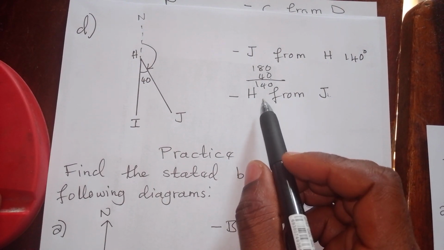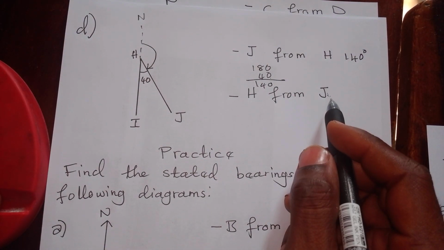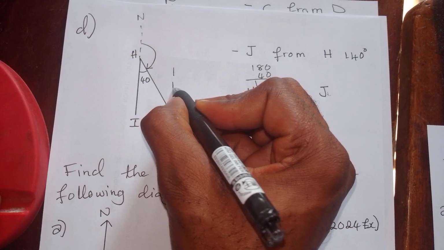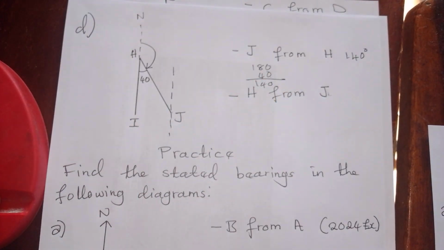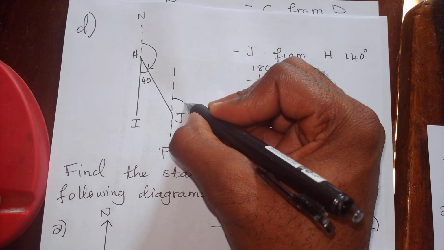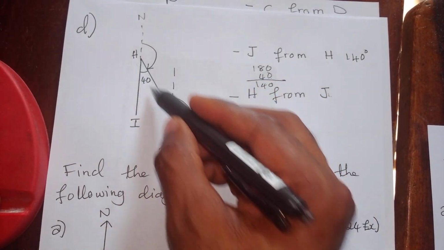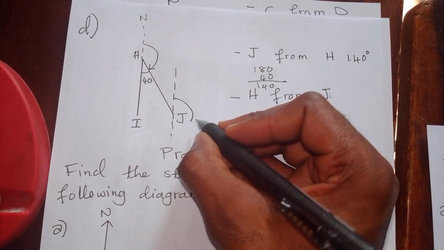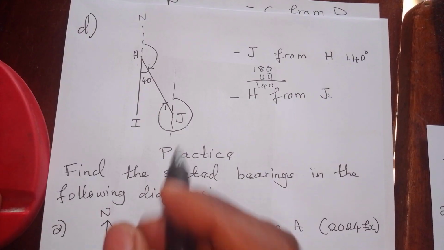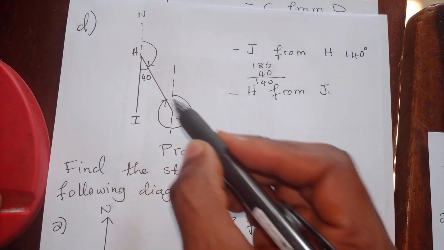And then lastly, the bearing of H from J. So to find the bearing of H from J, just go to J. This is where your J is. And then draw a north line like this. And then after drawing your north line, you can draw an arc from here going all the way to H. So this line here is the line connecting H to J. So that's where you end, like that. So this is your bearing, and then your next job is to find this angle.